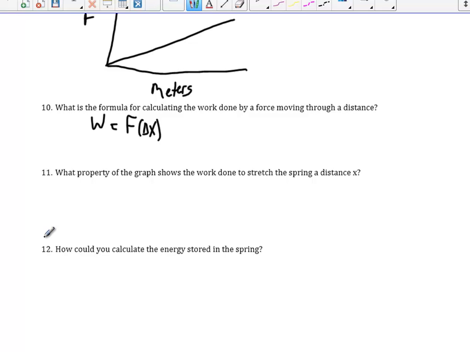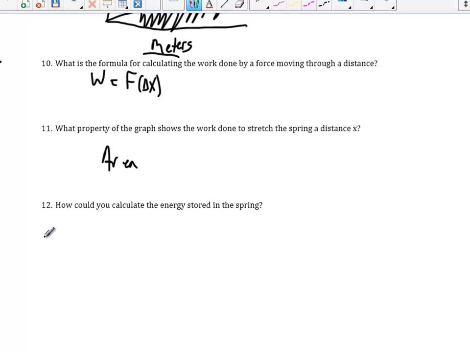What property of the graph shows the work done to stretch the spring a distance x? Well, over here I have force, over here I have distance, so this is the area underneath. The area under that curve shows me the work done. So area. And how do you calculate the energy stored in the spring then? Well, think about this. If the area of that is what I want, then the area of that triangle is 1/2 the base, which is x, times the height, which is F. And that gives me the area.